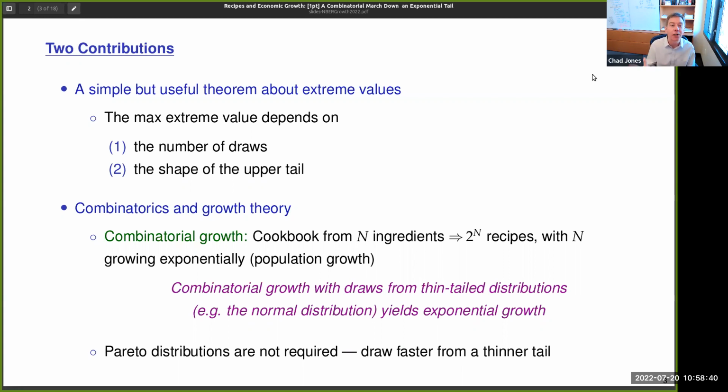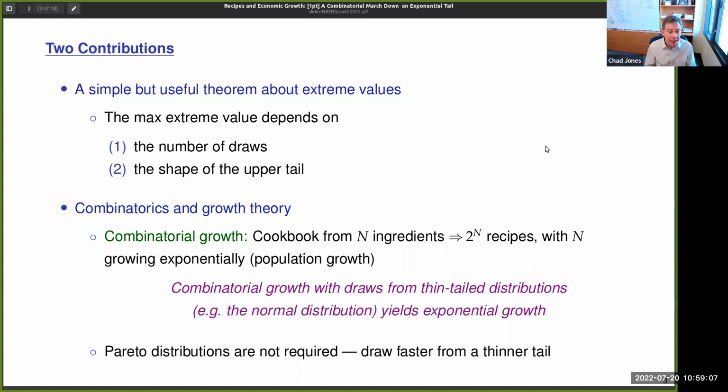And obviously, that's much, much faster than exponential growth. The key result in the growth paper is if you've got combinatorial growth in the number of draws, so you've got this cookbook model of research, then draws from thin-tailed distributions are enough to give you exponential growth in the max. So draws from a normal distribution or an exponential or lots of common distributions, and I'll be precise about the class of distributions that deliver this and what happens if you're not in that class.